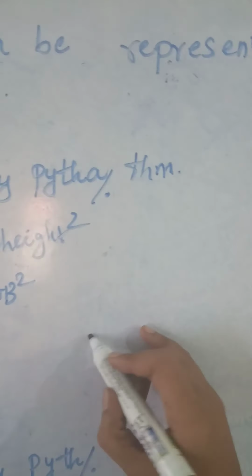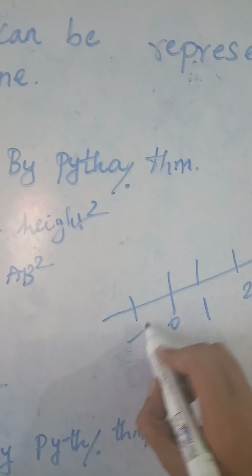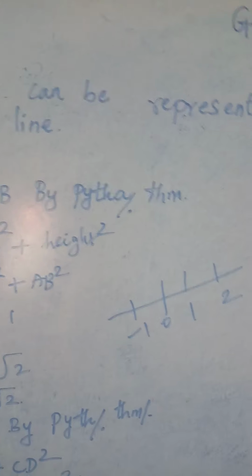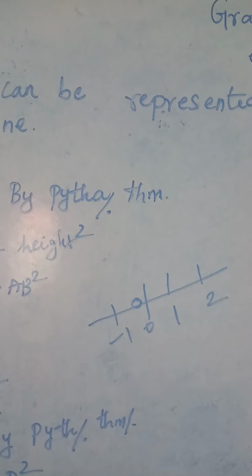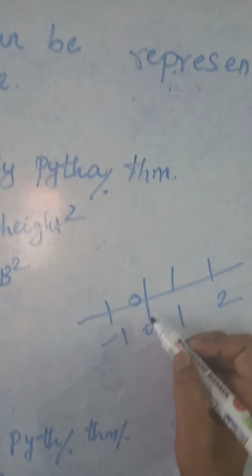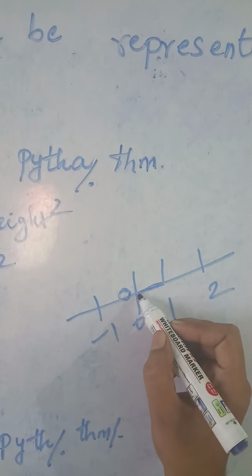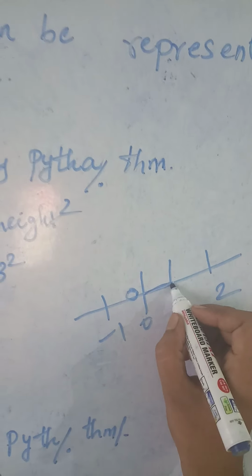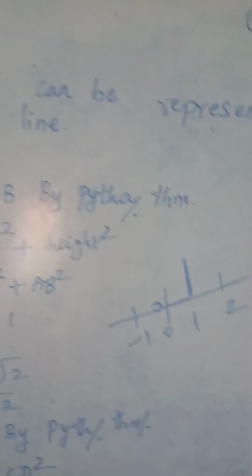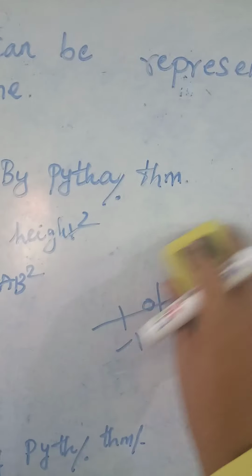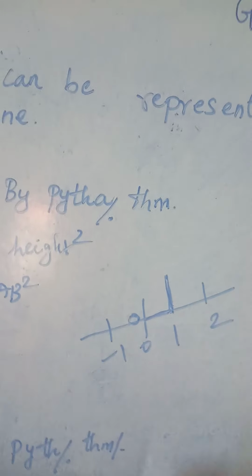Now I am going to draw the number line: 0, 1, 2, and here minus 1. Understand, children? First I am going to take this one as O, the origin. Next I am going to draw 1 unit from here, 1 centimeter I am taking. Use a scale and mark it 1. So this is 1. Here I am going to draw a line of 1 centimeter. For 1 centimeter use a scale, children, then only it will be neat. Here I am taking 1 centimeter, then here also I am taking 1 centimeter.